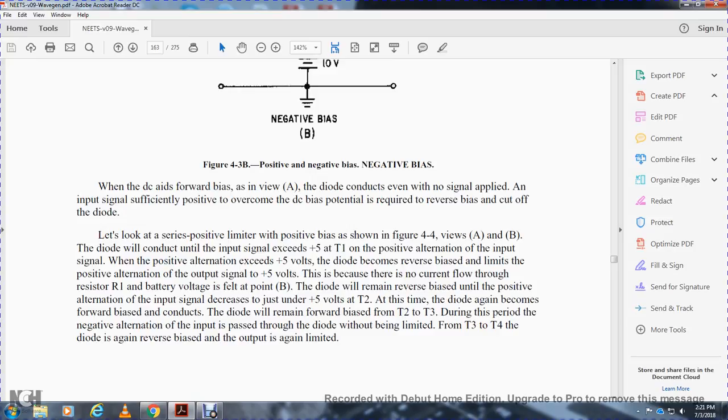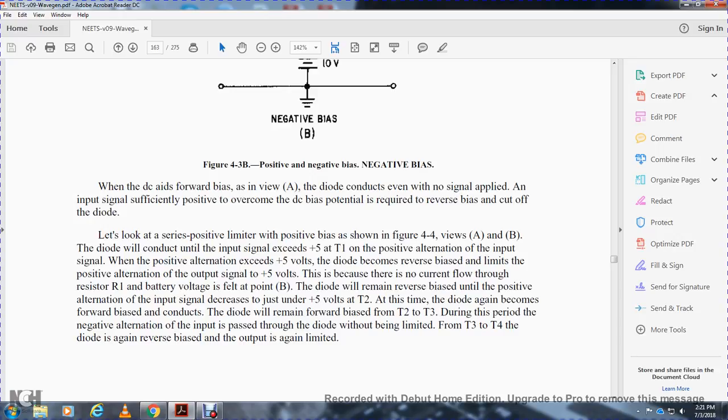But let's look at the series positive limiter with positive bias, shown in Figure 4.4, views A and B. The diode will conduct with the input signal up to positive 5 volts, at time 1. When the positive alternation of the input signal exceeds 5 volts, the diode becomes reverse biased and limits the positive alternation of the output signal to 5 volts. No current flows through resistor 1, and the battery voltage is felt at point B.